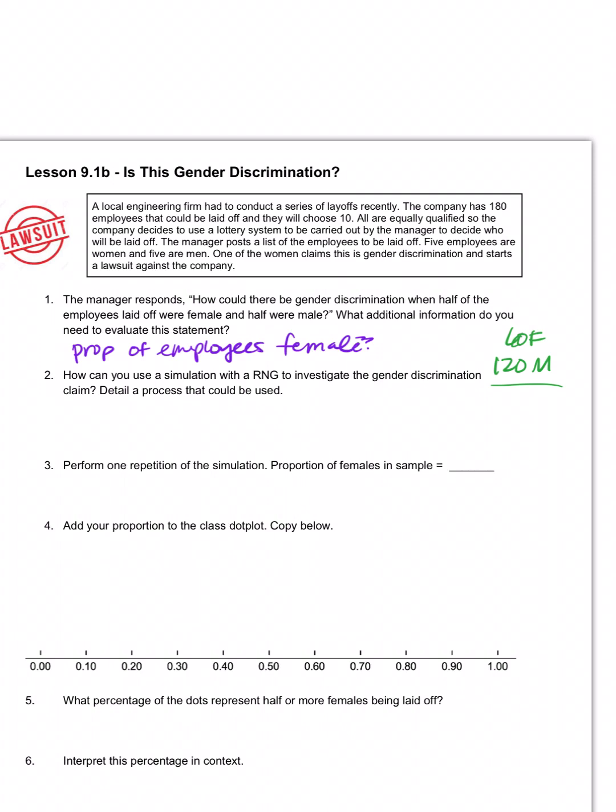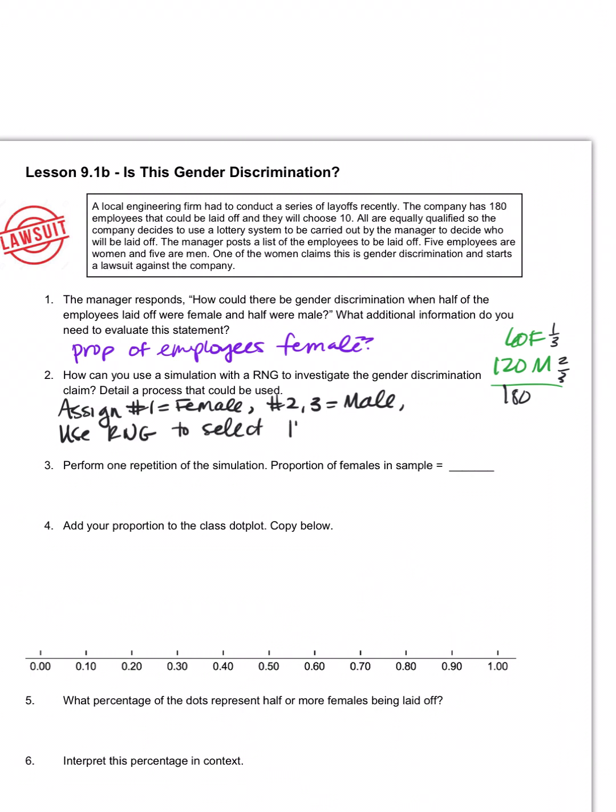All right, so do you see that this is like 1/3 female and 2/3 male? Does that make sense, everybody? So what I would do, there's more than one way you can do this correctly, so this is just one way. I would assign number 1 would equal a female. Number 2 or 3 would equal a male. And then I'm going to use a random number generator to select 10 numbers.